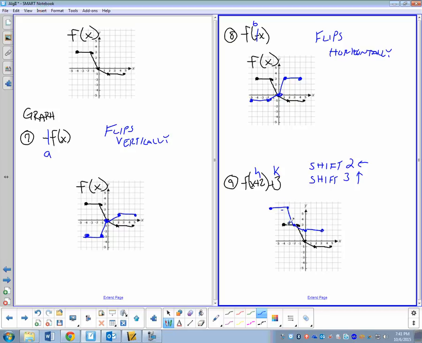And we can see, to get from this black graph to this blue graph, we took the black graph and shifted it 2 to the left and 3 up. Okay? So hopefully that'll just give you some more examples to get you set with your functions transformations homework assignment.